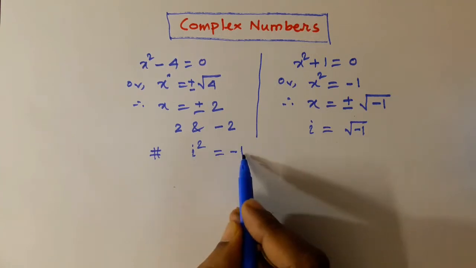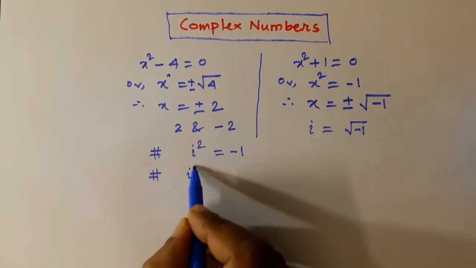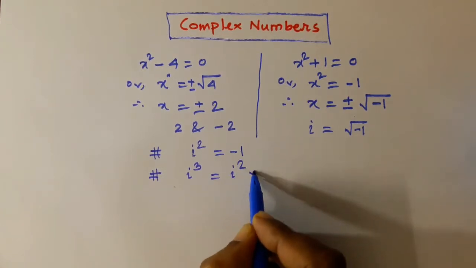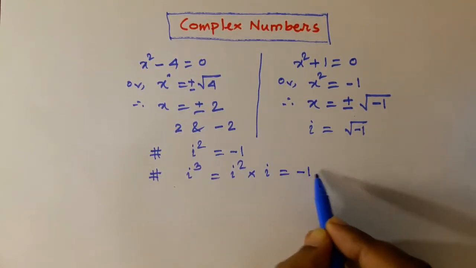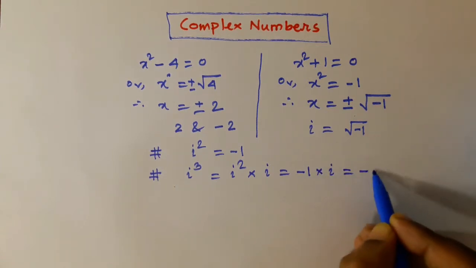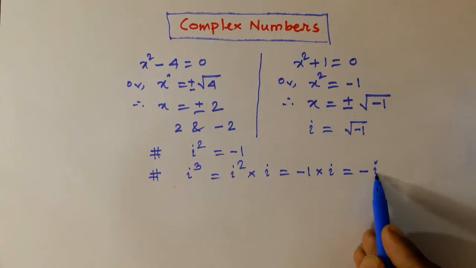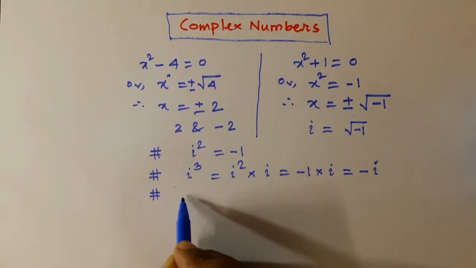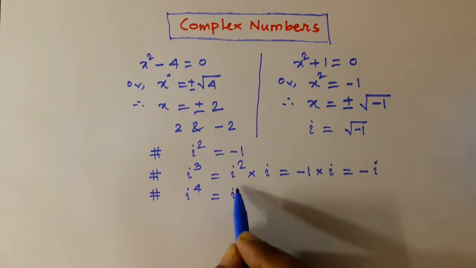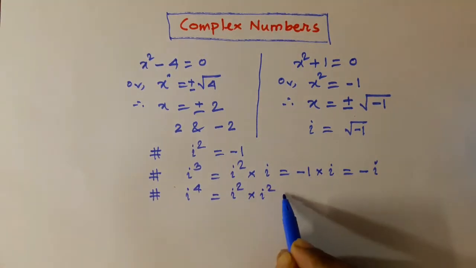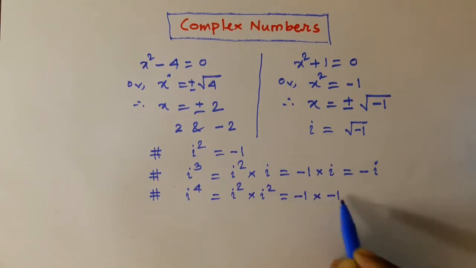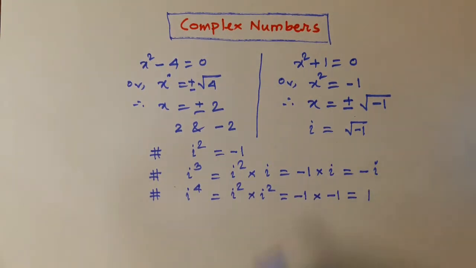So when i square is equal to minus 1, what is i cubed? i cube is equal to i square into i. So this is equal to minus 1 into i, so this is minus i. So i cube is equal to minus i. Now what is i to the power 4? i to the power 4 is equal to i square into i square, that is minus 1 into minus 1, that is equal to 1. So i is equal to root over minus 1, i square is equal to minus 1, i cube is equal to minus i, and finally i to the power 4 is equal to 1.